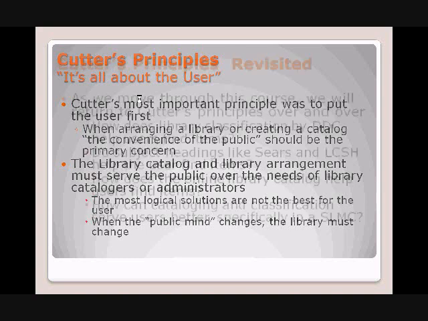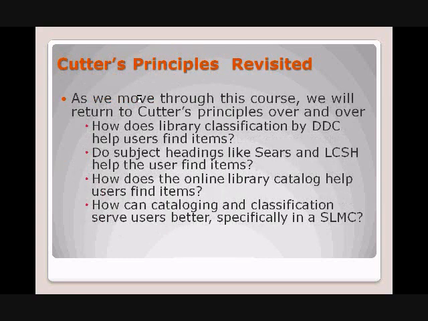For example, how does library classification by Dewey Decimal help users find items? Many people complain that the Dewey Decimal System is very difficult for users to use, especially young children. Another example, do subject headings like Sears and Library of Congress help the user find items, or are they barriers? Is it better that people use a Google-type search to find items? And how does the online library catalog help users find items? How can cataloging and classification serve users better, specifically in a library media center? We will explore these topics as we explore online catalogs and the process of creating catalog records.